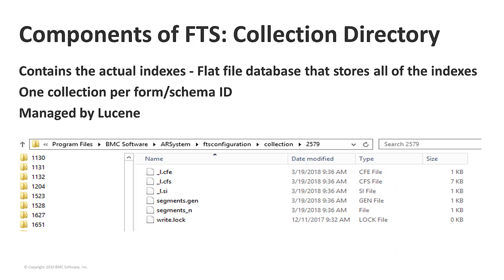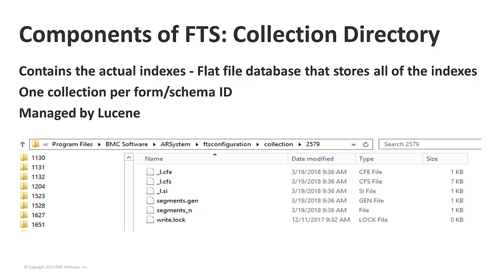So the collection directory contains the actual indexes. It's a flat file database that stores all of the indexes. You'll find it contains one database per form based on the schema ID, and each folder contains a set of files as seen in the screenshot. Lucene, which is a third-party product used by FTS, manages the files that make up the collection directory.